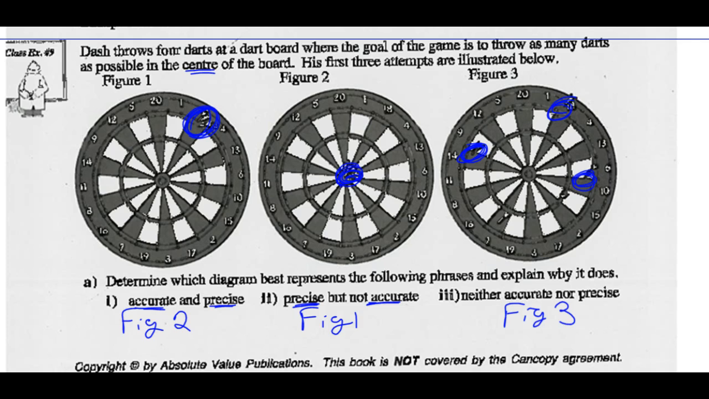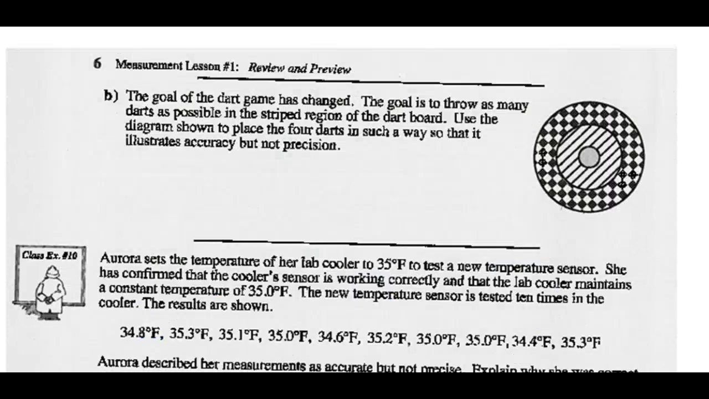All right. Last page of notes for today then. Part B, the goal of the dart game has changed. The goal is now to throw as many darts as possible in the striped region of the dartboard. Use a diagram to place the 4 darts in such a way that it illustrates accuracy but not precision. So you want to be accurate but not precise.